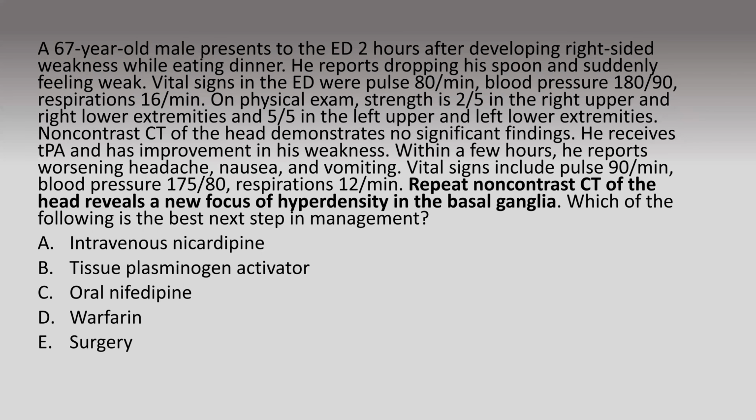So same question here, same situation, same person, and we have bolded here the change. So repeat non-contrast CT of the head reveals a new focus of hyperdensity in the basal ganglia. So it gives you a series of slightly updated vitals, and now you have this hyperdensity in the basal ganglia. So which of the following is the best next step in management for this patient now? We have the same choices here. A, intravenous nicardipine, B, TPA, C, oral nifedipine, D, warfarin, or E, surgery. Once again, I'll give you a second here to go through this.